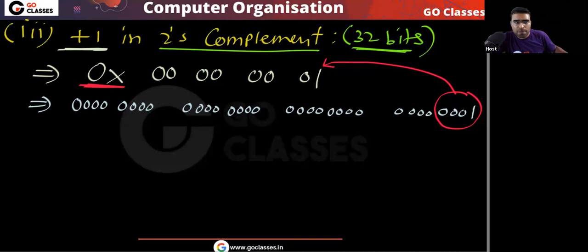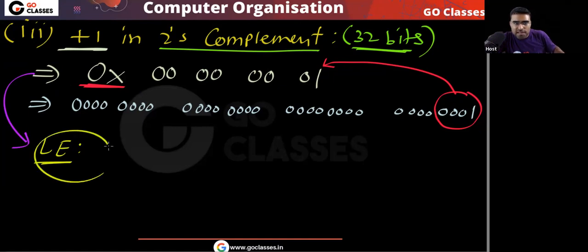Now you tell me for this number. Okay. Focus on this number. For this number, you tell me little endian, big endian, will they be same? How will the little endian look for this number? Tell me. In the little endian, what will you do? You will start with the little end.